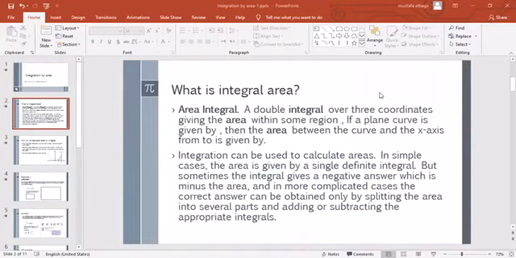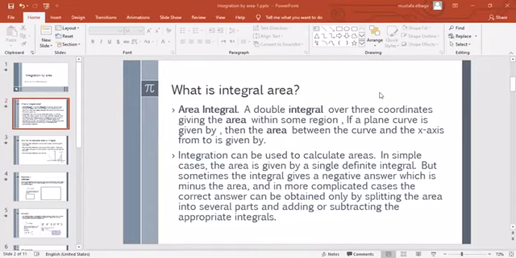Next slide. What is integral area? The integral area is a double integral over the coordinates giving the area within some region. If a plane curve is given, then the area between the curve and the x-axis is given by the integral. Integration can be used to calculate areas.